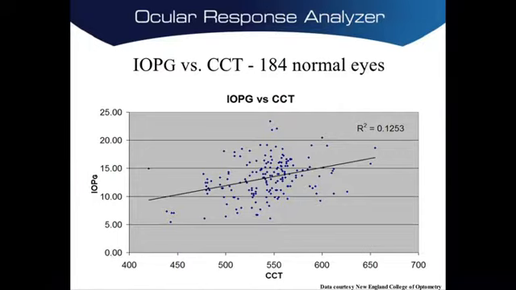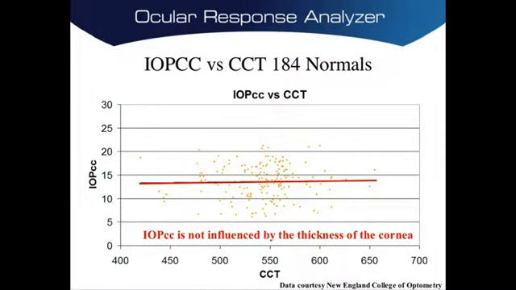So does it work? Here's your traditional Goldman correlated IOP measurement versus central corneal thickness. We've looked at this before, 184 normalized, and you can see that the thicker corneas tend to measure higher and the thinner corneas tend to measure lower. That's not good. That relationship shouldn't exist. We want to measure the pressure, not the cornea. When you look at that exact same population with IOPcc, you see that that line has become flat. In other words, the average pressure measurement in somebody with a 450 micron cornea is approximately the same as the average pressure measurement in a patient with a 650 micron cornea. So we've taken the cornea out of the equation.